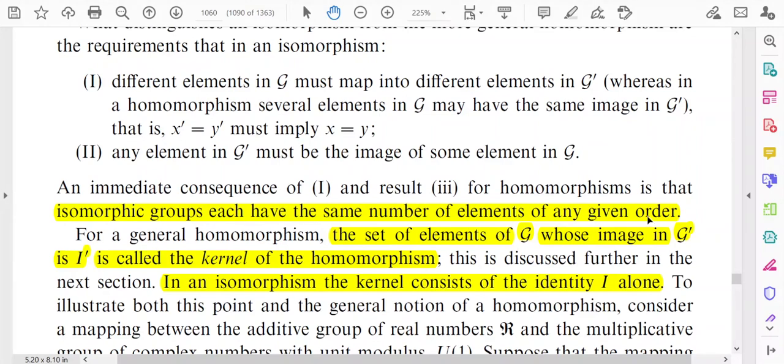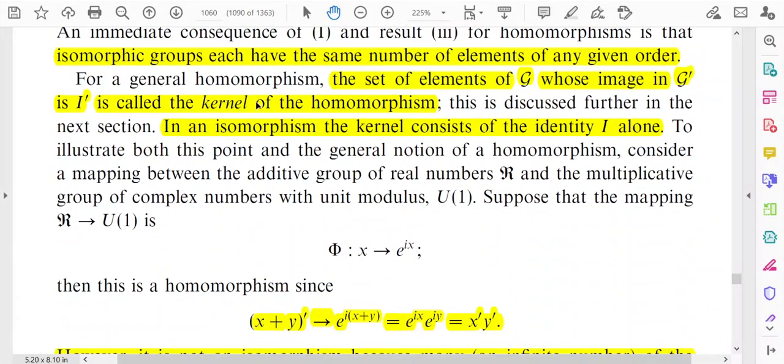So, suppose the order is m. So, for order m, if there is x number of elements in group G, then there must be x number of elements in G prime also. That is, each has the same number of elements of any given particular order.